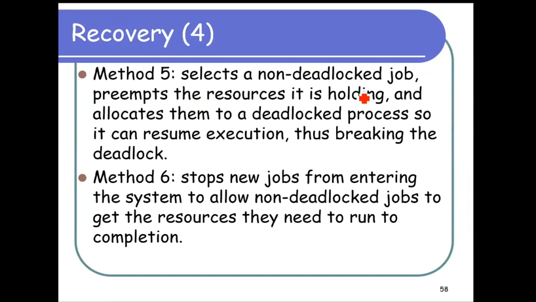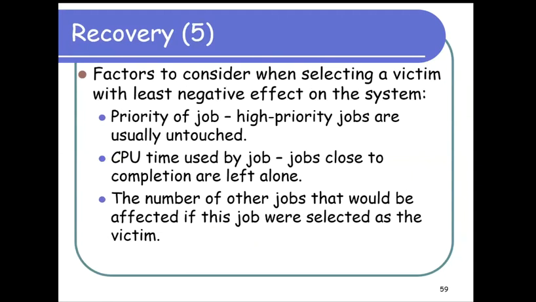Method 5 selects a non-deadlock job, preempts the resources it is holding, and allocates them to the deadlocked process so it can resume execution, thus breaking the deadlock. Method 6 stops new jobs from entering, to allow non-deadlock jobs to get the resources they need to run to completion.